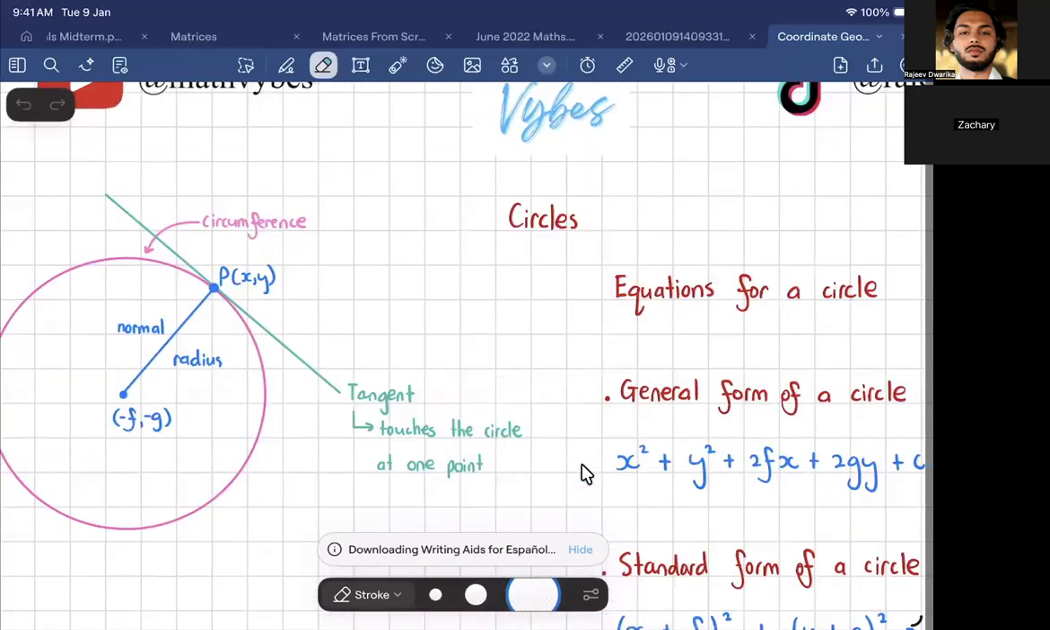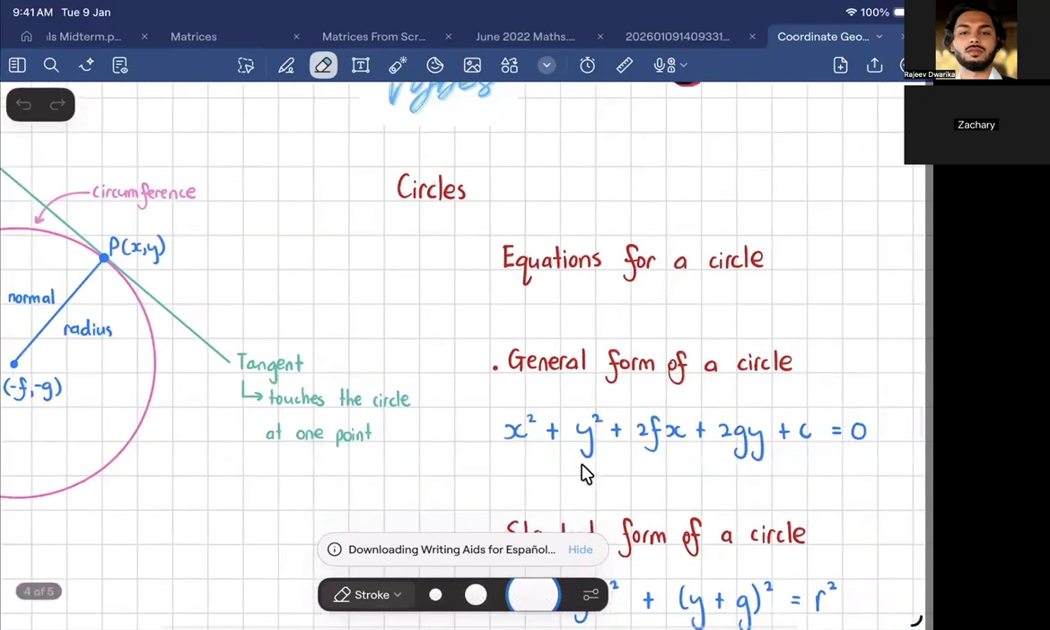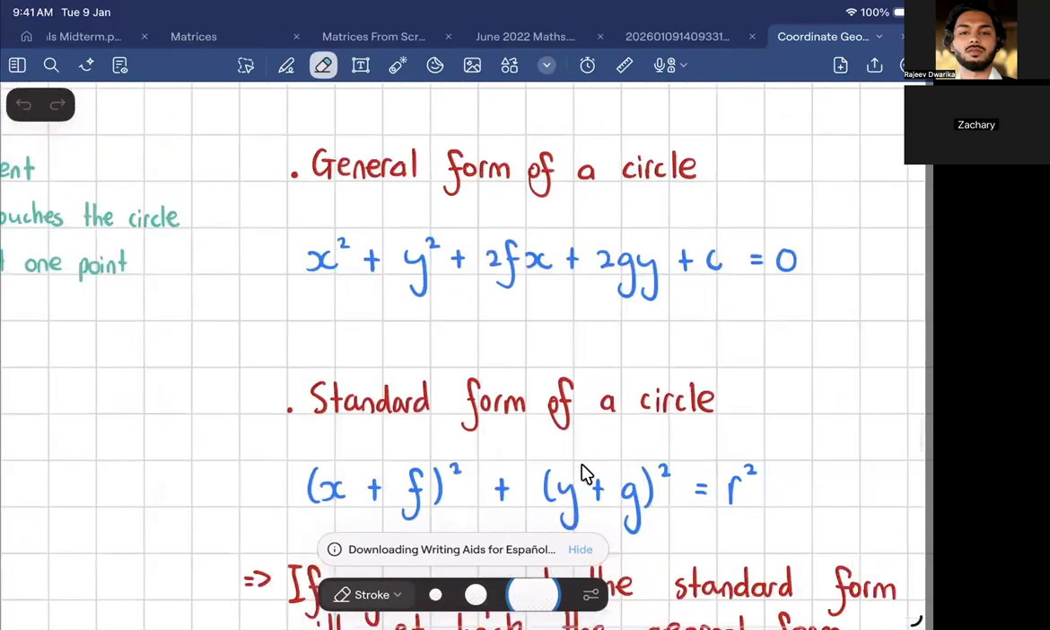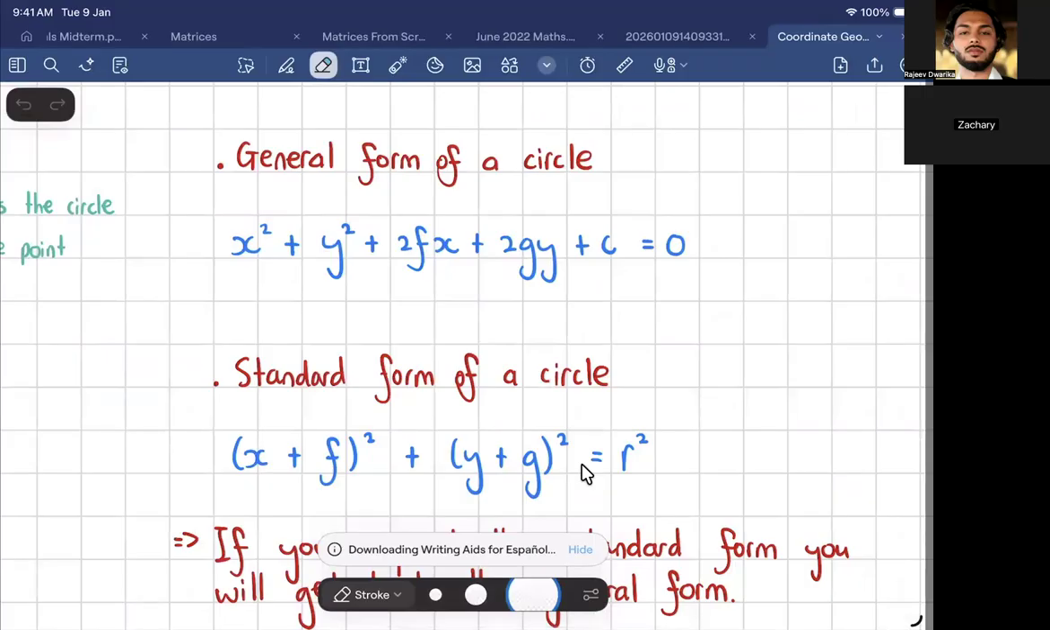So you know how you have an equation of a line, y is equal to mx plus c? Yes, sir. Well, we have an equation of a circle. And for the equation of the circle, there are two forms: the general form and the standard form. The general form looks like x squared plus y squared plus 2fx plus 2gy plus c is equal to 0, right? And the standard form is (x plus f) squared plus (y plus g) squared is equal to r squared.